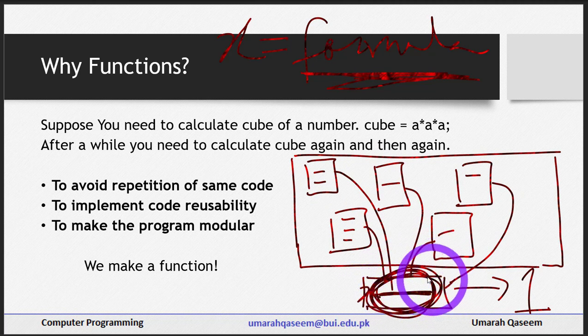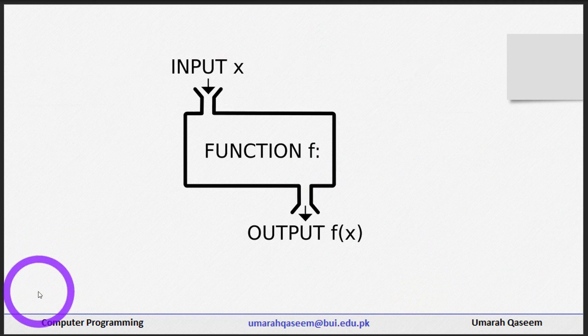So functions give us modularity. We can write code in modules. If we change something within this function, most probably it won't affect these files, unless you have done some huge blunder. That's another thing. So to avoid repetition of the same code, to implement code reusability, and to make the program modular, we make a function. Now let's see a function properly, graphically.